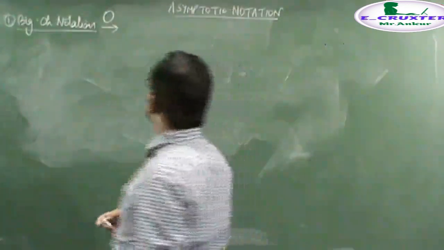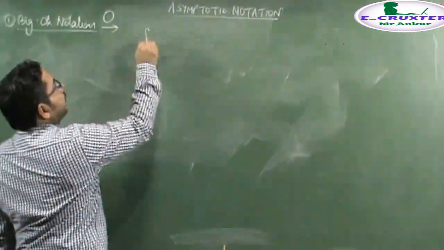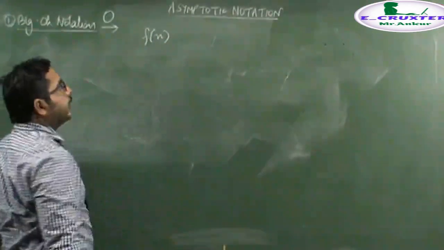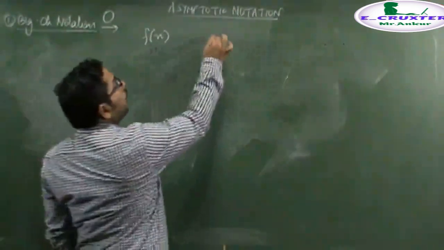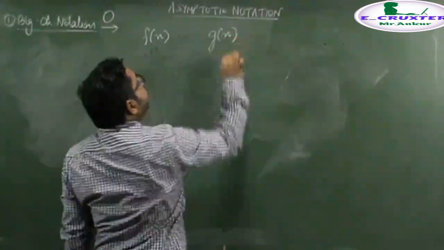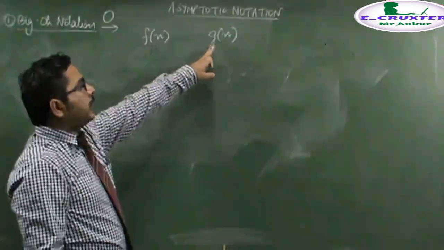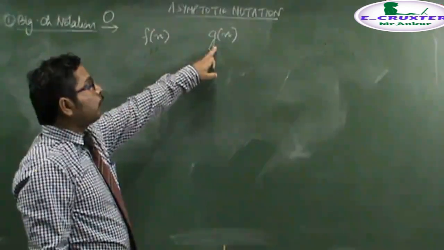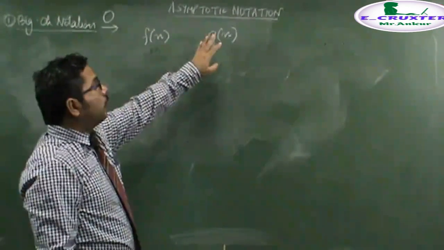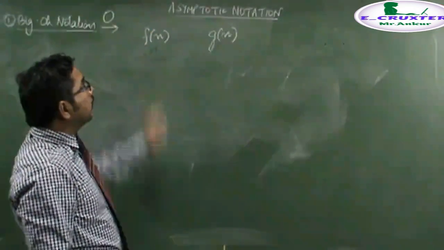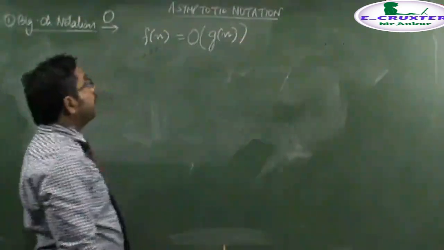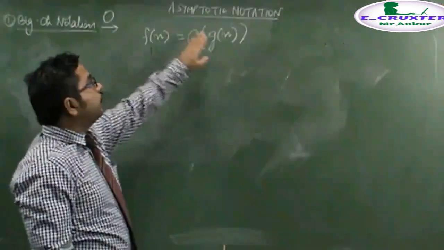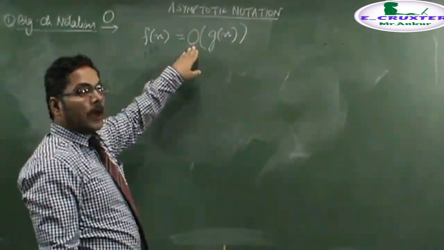For example, let there be a function f(n), where n is any input, which is an asymptotically positive function. Then if there is a function g(n), which is also an asymptotically positive function, and which acts as an upper bound for function f(n), then it is denoted like this. That is, we say that for the f(n) function, the g(n) function is acting as an upper bound.